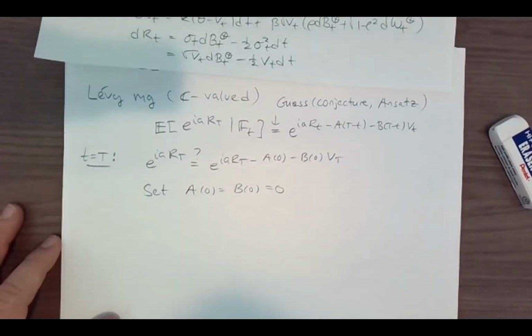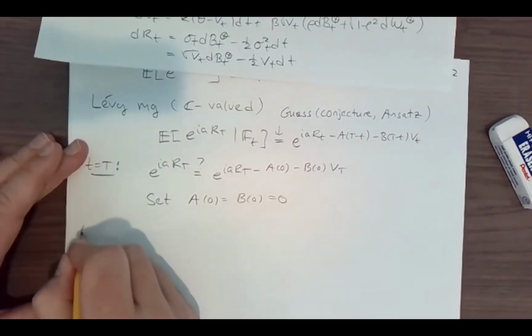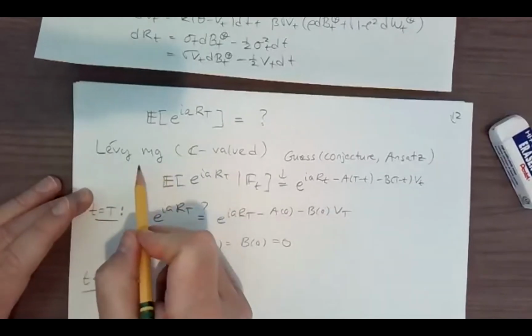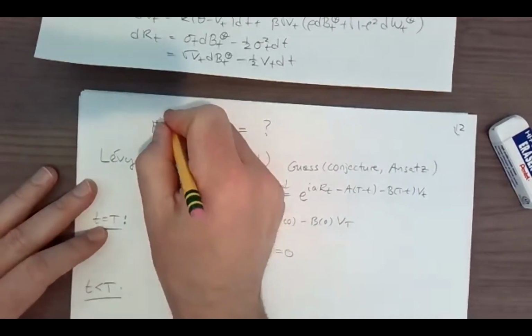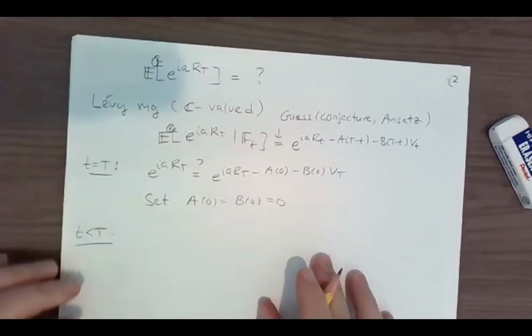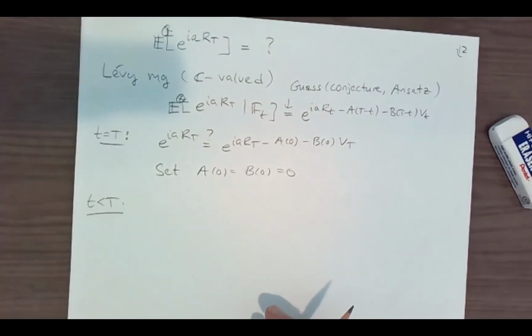So that'd be good there. Now let's go to earlier times. This is where the martingale property becomes important. We're looking at computing these conditional expectations under the risk neutral measure Q. So let's try to look at that.